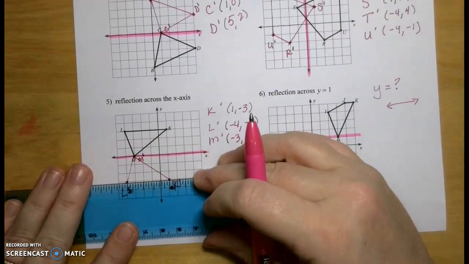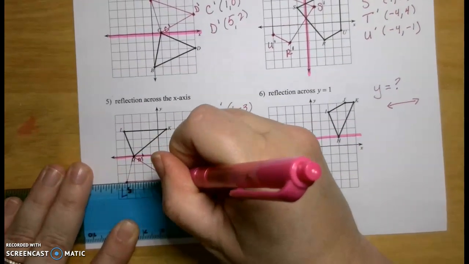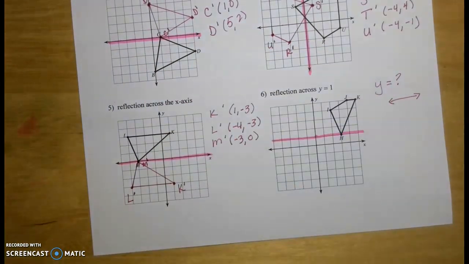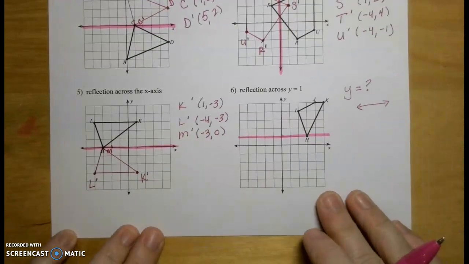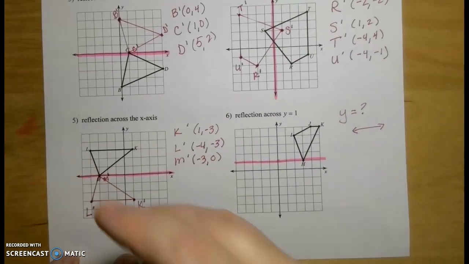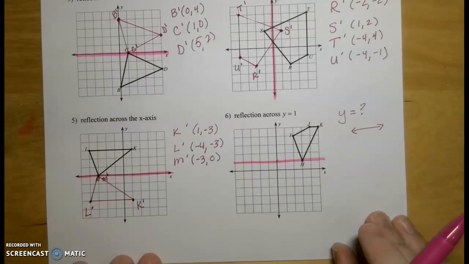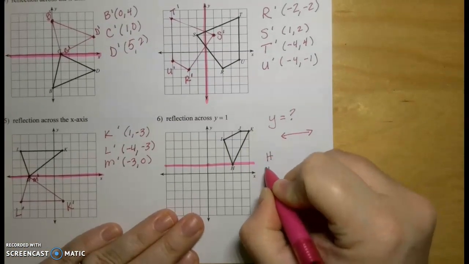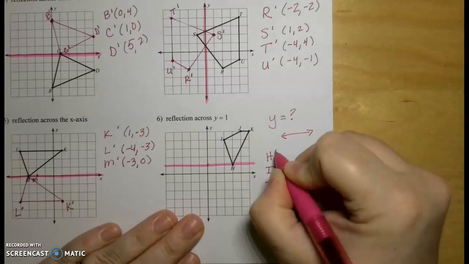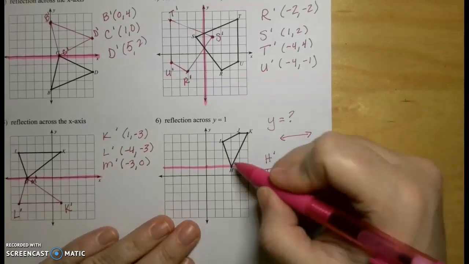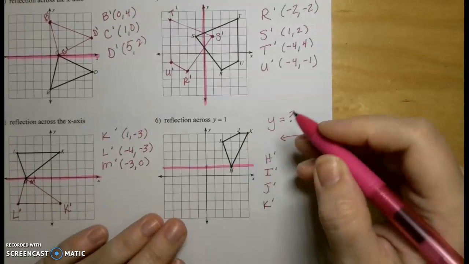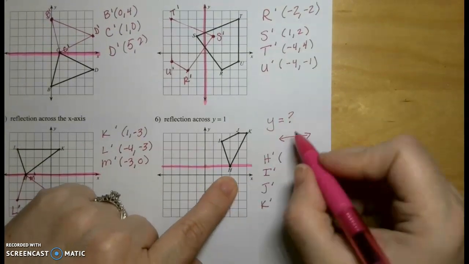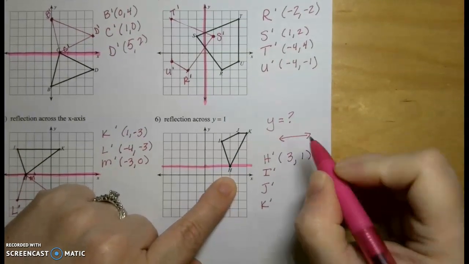Now, if you are hand drawing in your reflections, it's going to be harder to see that it is exactly the same. But when you use a ruler, you really can see that it is exactly flipped from there. Okay? All right, last one. I have H, I, J, and K, and I need all of those primes. So H is on the line. What do we know about that? That means it's going to stay on the line. Now, what are the coordinates of that point? 1, 2, 3, 1. So H prime is also (3, 1).